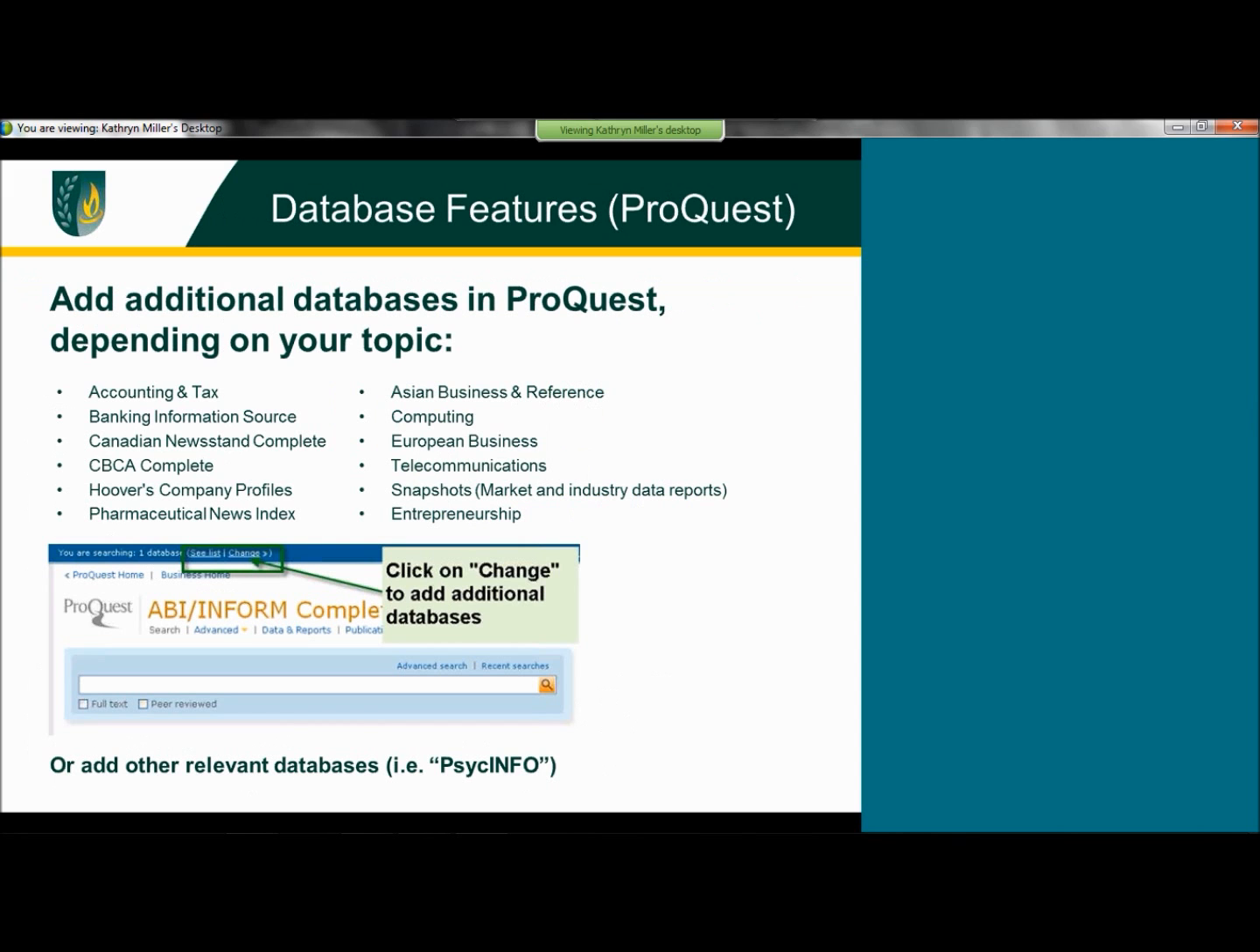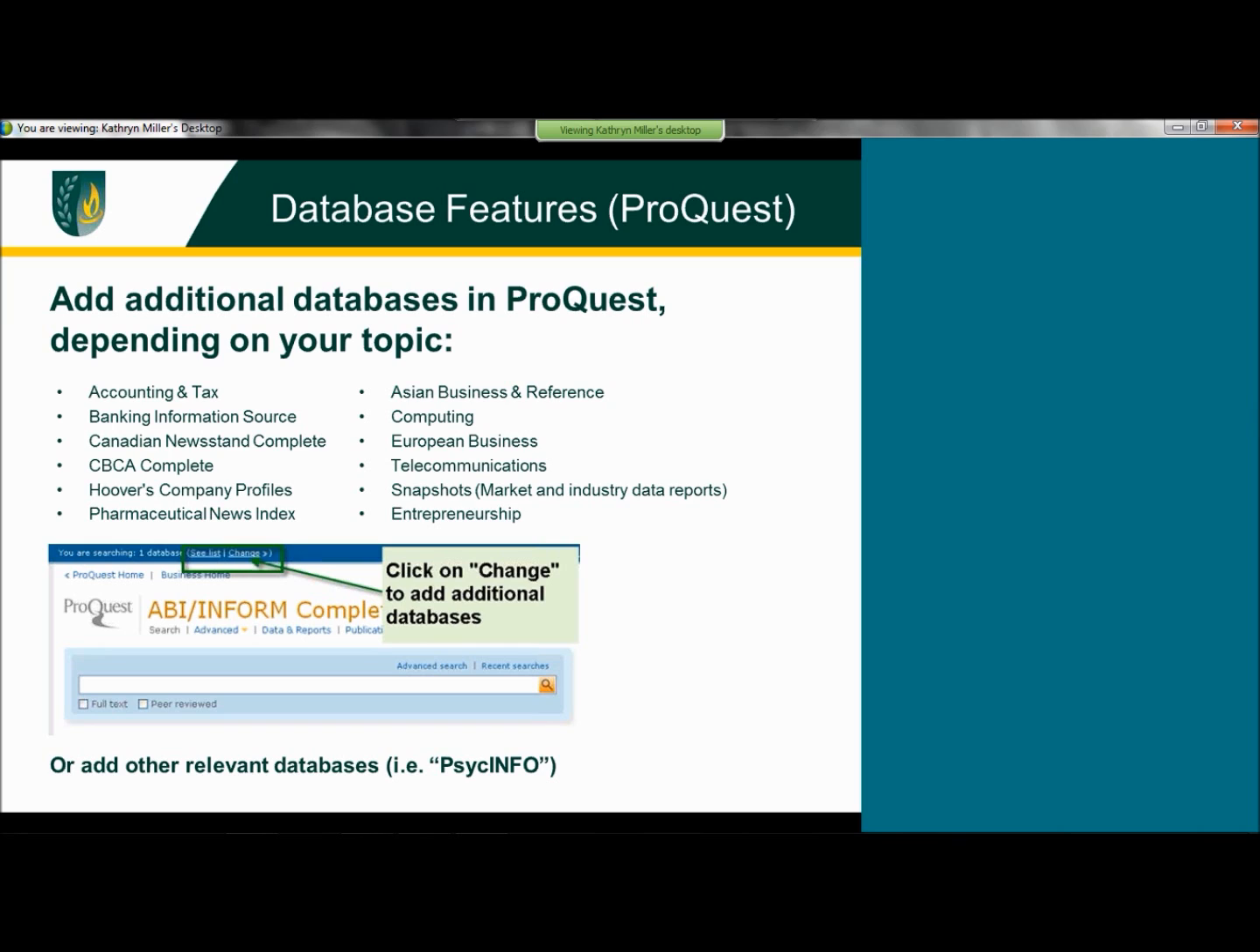Now, if you needed to add additional databases in ProQuest, you can click at the top of the screen where it says change to add additional databases. Sometimes if your subject crosses over into other fields, like business, you may want to add the psychology database, for example PsycInfo or PsycArticles, if it crosses over into the psychology field.